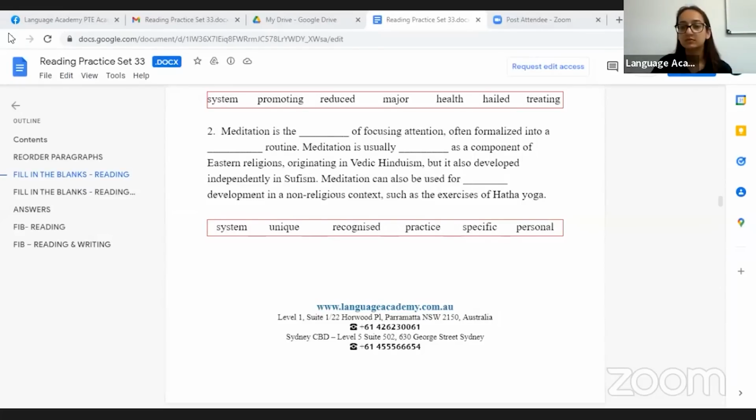Should be done by now. Good. Meditation is the dash of focusing attention. So we know meditation is a practice. We do meditation, often formalized into a dash routine. So there's a fixed routine for meditation, that is a specific routine. Meditation is dashed as a component of Eastern religions. So with is comes the third form of verb, we can say it is recognized as a component of Eastern religions, originating in Vedic Hinduism, but it also developed independently in Sufism.